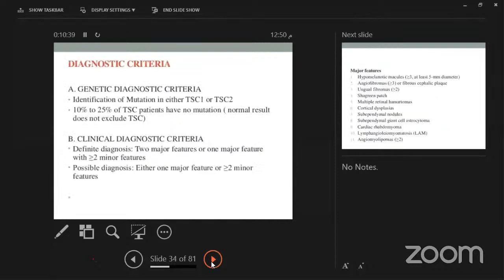Diagnostic criteria. Genetic and also clinical diagnostic criteria. For a definite diagnosis, we need two major features, or one major feature with two or more minor features. A possible diagnosis is either one major feature or two or more minor features.